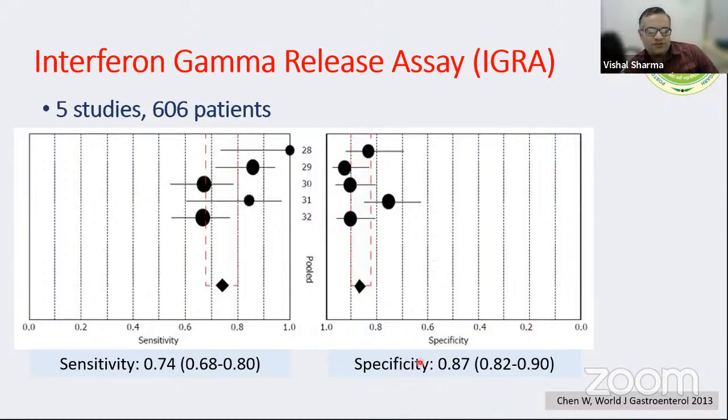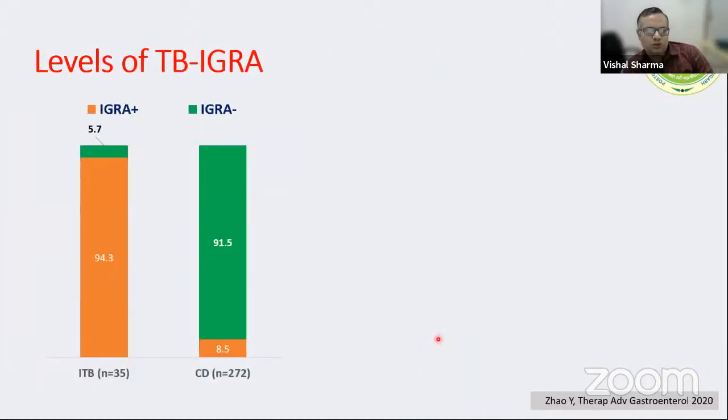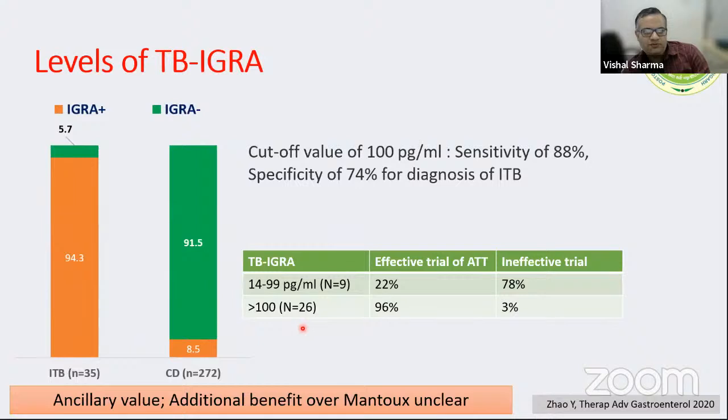In some of the studies, it has been shown to have fairly good sensitivity and specificity. This is a meta-analysis of 5 studies showing a sensitivity of around 75% and specificity of 87% for the diagnosis of TB. In fact, a recent study showed that more than 90% of TB patients are IGRA positive, and less than 10% of Crohn's patients are positive. And if you see the cutoff values, anything more than 100 usually suggests TB and can be used to choose the patients who can be started on ATT.